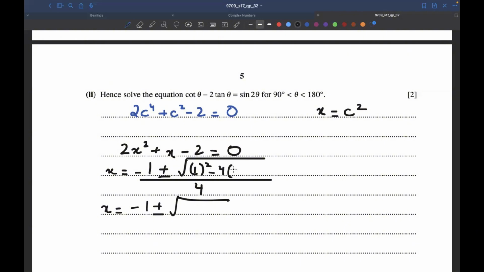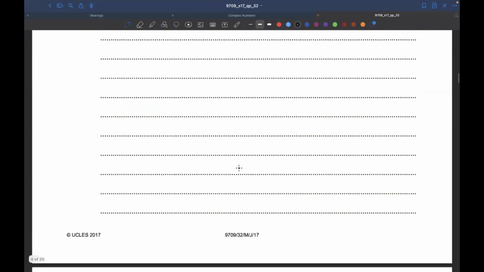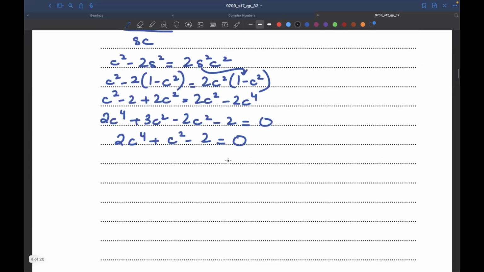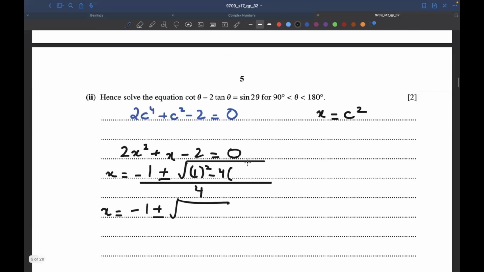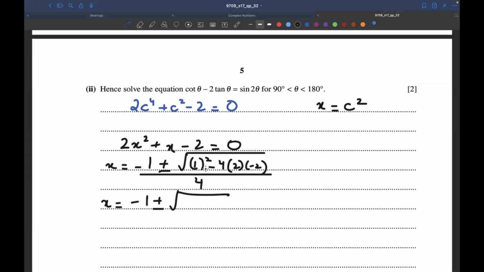So a is 2 and c is also 2, so 2 into minus 2. So this will become 1 plus 4 times 2 is 8, 8 times 2 is 16. And so this will become square root of 17 upon 4. Now substituting this in the calculator, the two values of x that we'll get will be x is equal to 0.78, and x is equal to negative 1.28.